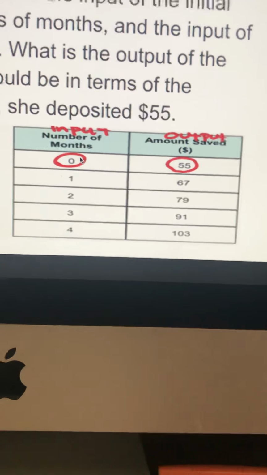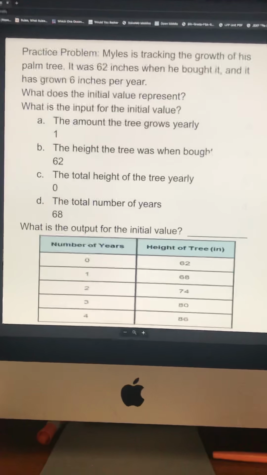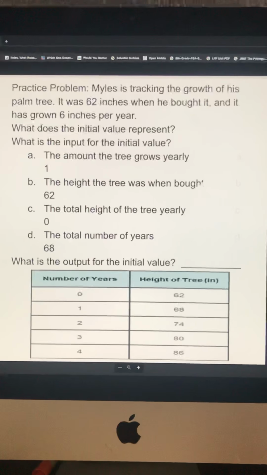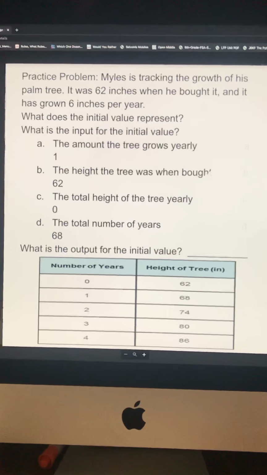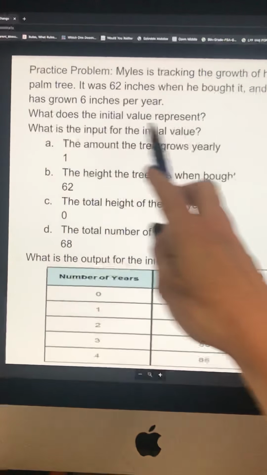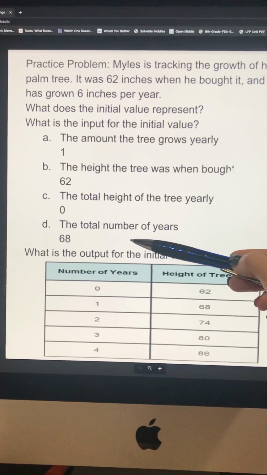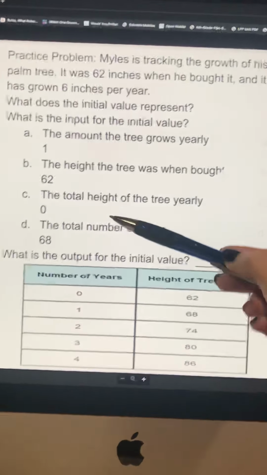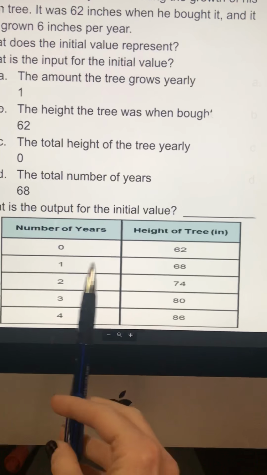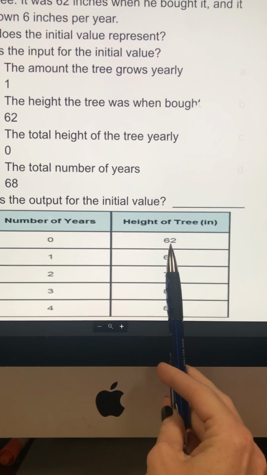If we go to the next slide in today's work, we have a story up here about Miles. He has a palm tree. It was 62 inches when he bought it, and it has grown 6 inches per year. So what does the initial value represent? So which one of these 4 choices is our initial value? And then the second question is, what is the output for the initial value? So when X is 0, what is Y?